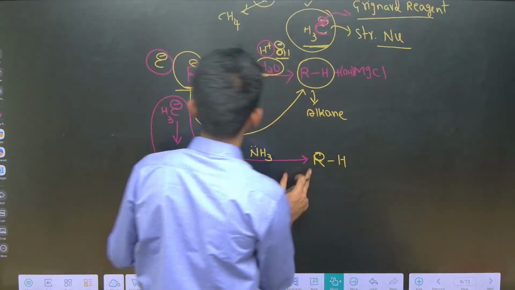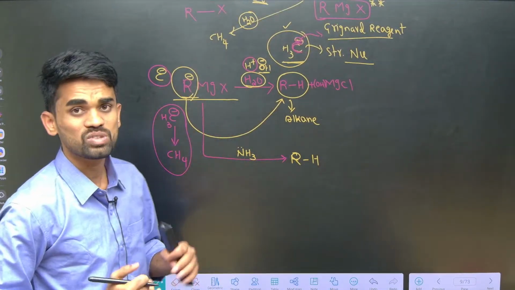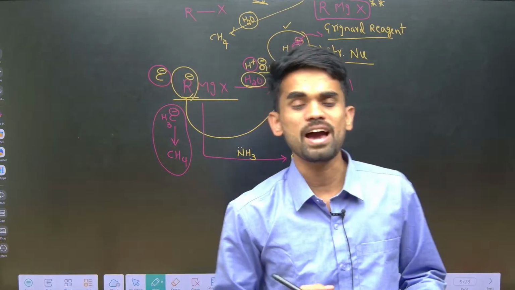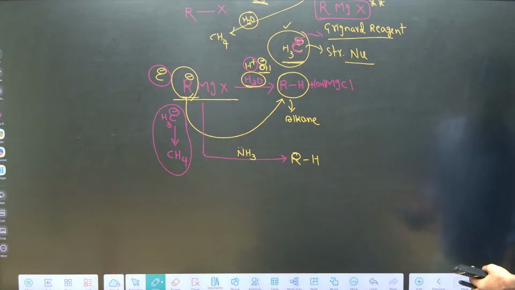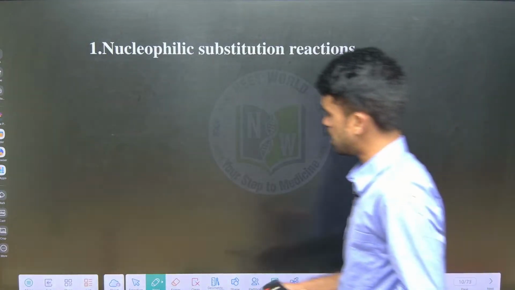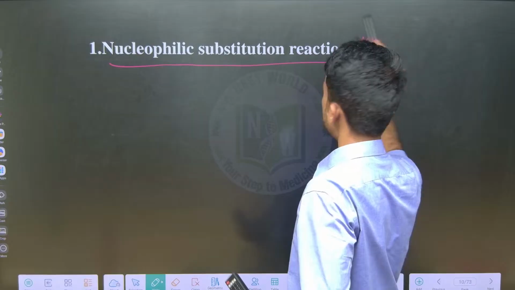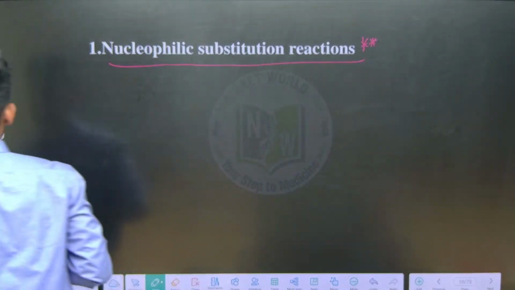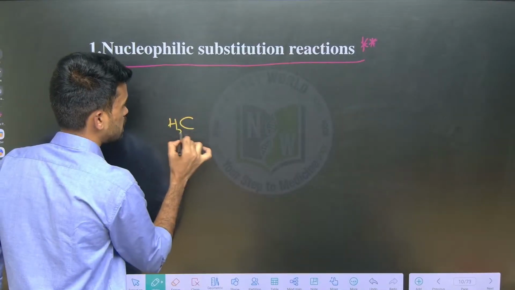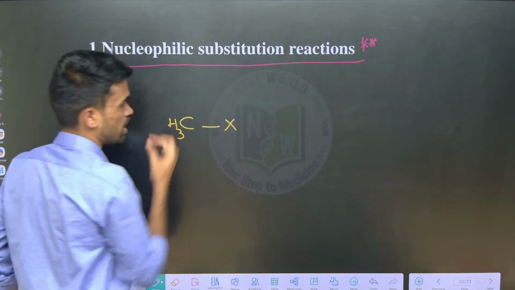This is about the reactions of haloalkanes with the metals. Next, here we have nucleophilic substitution reactions, one of the very important topics you need to discuss here. So nucleophilic substitution means what? We are discussing haloalkanes, right? So let us say methyl halide is there, like this.